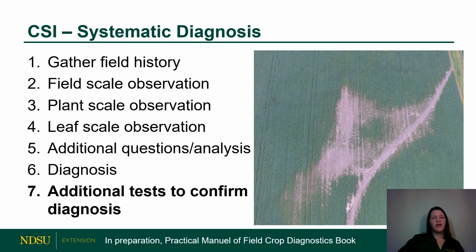Are there any additional tests to confirm this diagnosis? In this case, both of these fields are owned by the same farmer. We can know that the diagnosis is because of last year's clopyralid that was sprayed on the wheat, and this is just herbicide carryover. So we're not going to do anything else. But if these two fields were different farmers, or other circumstances, where we would want to confirm our diagnosis for sure, this would be our 7th step.